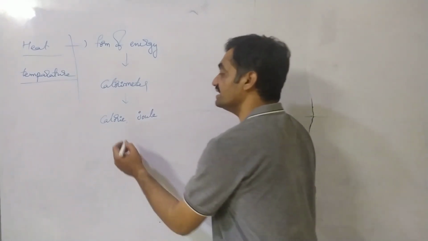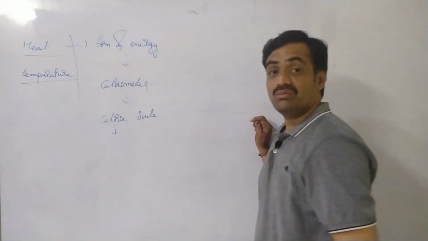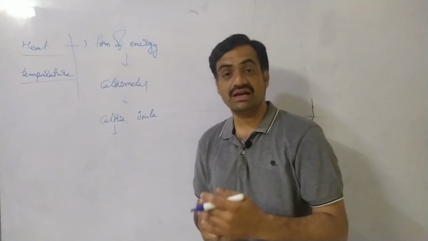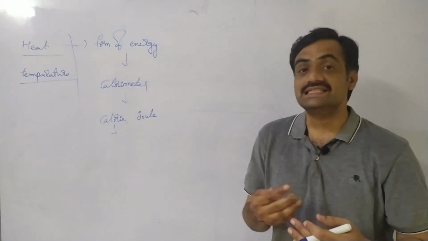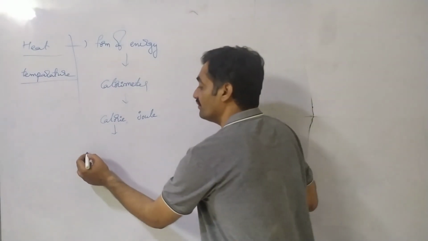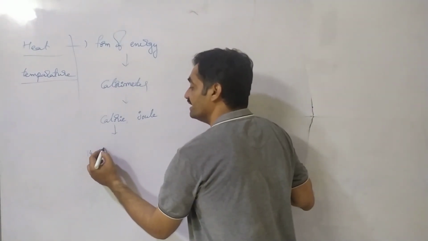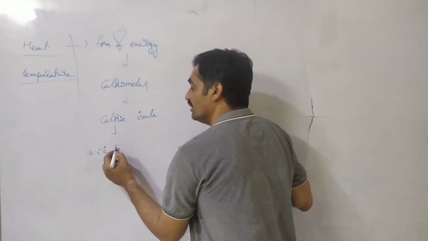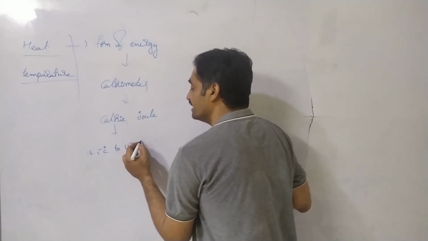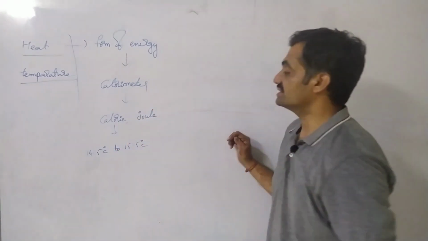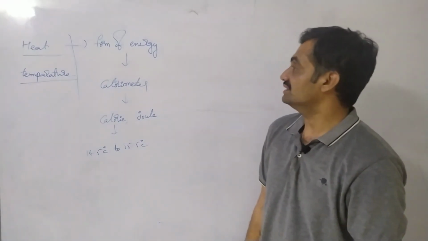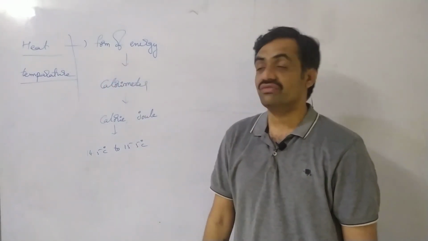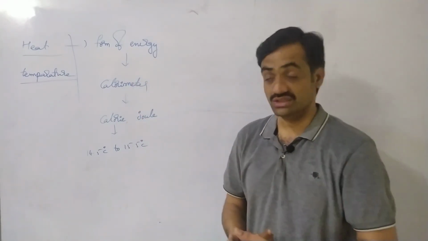And here 1 calorie is defined as the amount of heat required by 1 gram of water to raise its temperature from 14.5 degrees Celsius to 15.5 degrees Celsius. That represents the definition of the calorie. So heat is a form of energy which represents a sensation.